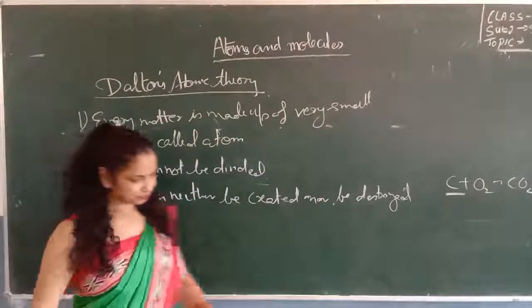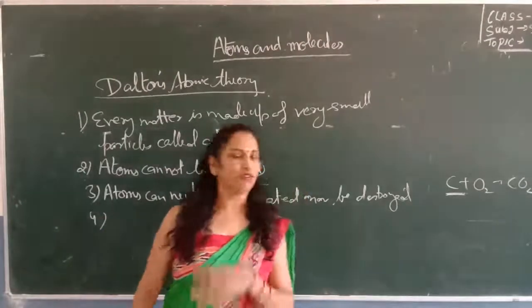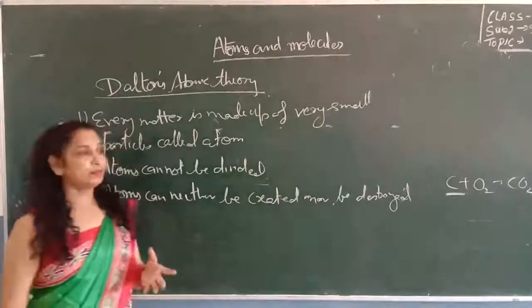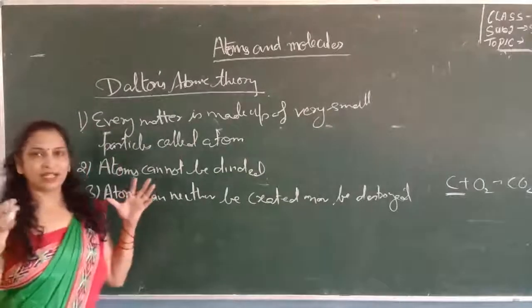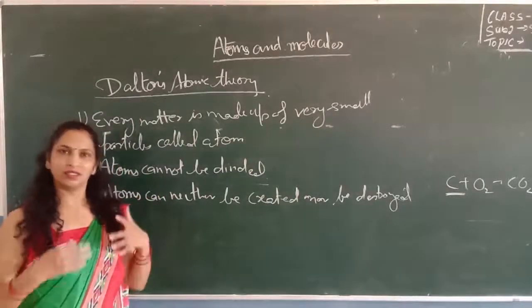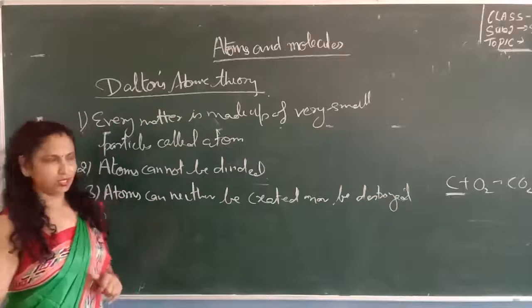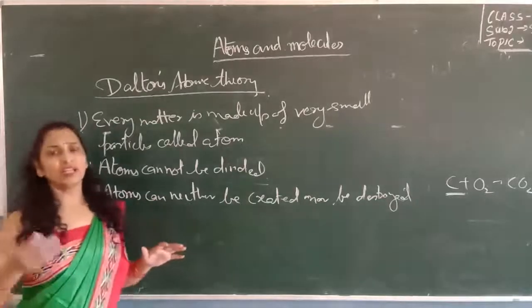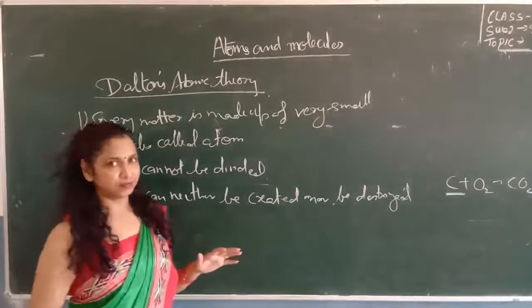Fourth point, atoms are of various kinds. It means as there are kinds of elements, there are kinds of atoms. Now more than 118 elements have been discovered.